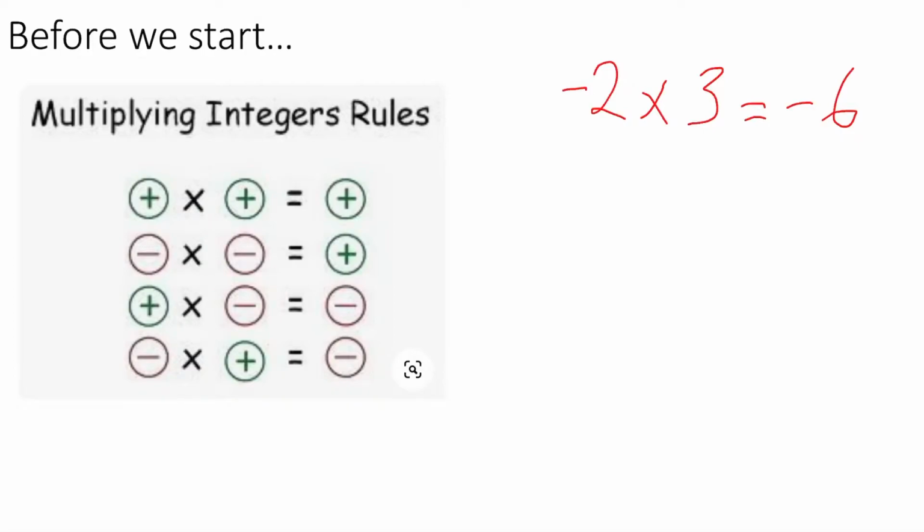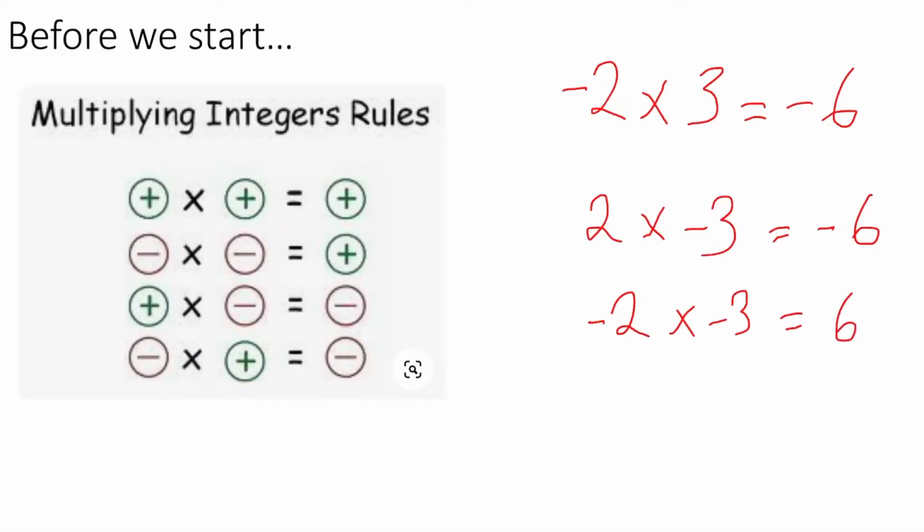Again, if we had, say, 2 times -3, so we are multiplying a positive number and a negative number, we will get an answer of -6. When we are multiplying two negative numbers, that's -2 times -3, we will get an answer that is positive, so we will have +6. And if we had two positive numbers that we are multiplying, we will have a positive answer, and in this case it will be just 6. So these are the 4 rules that we need to remember when we are multiplying integers.